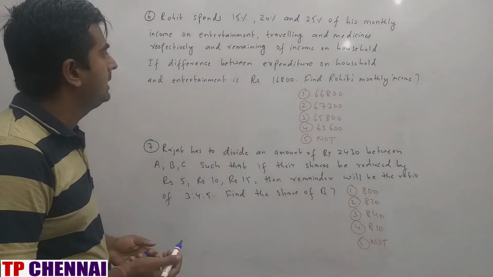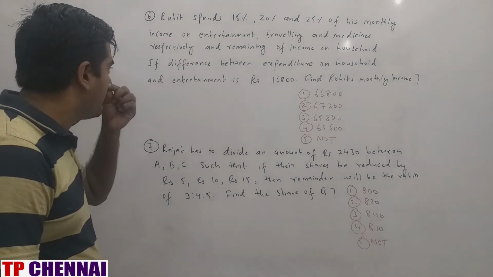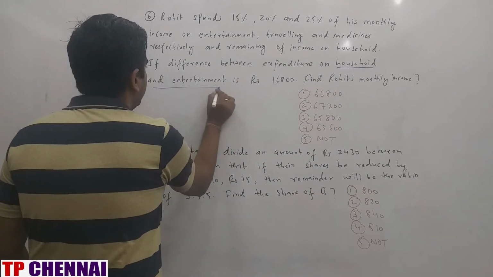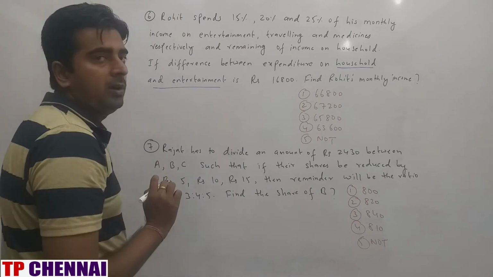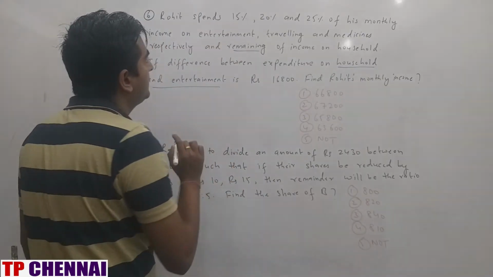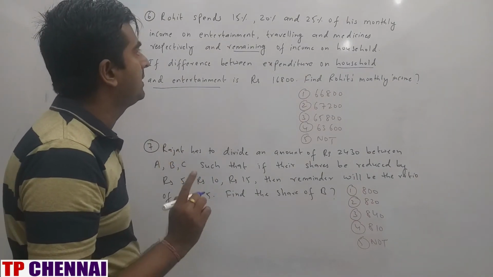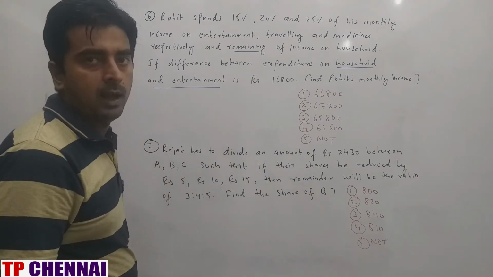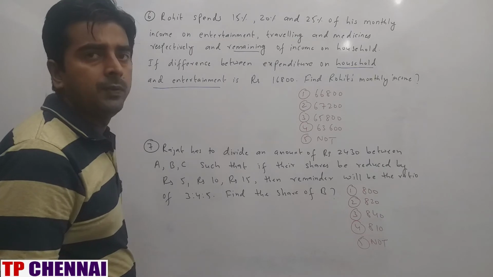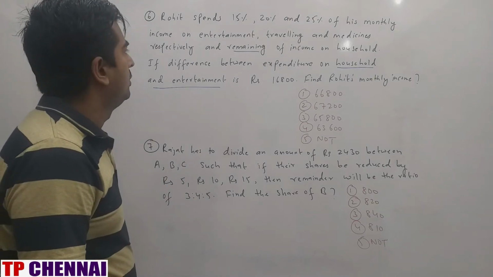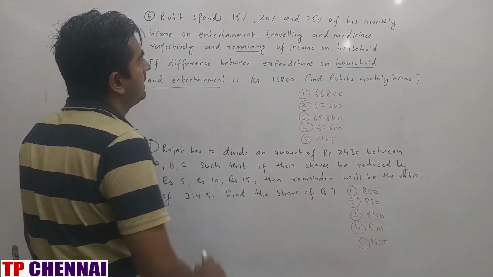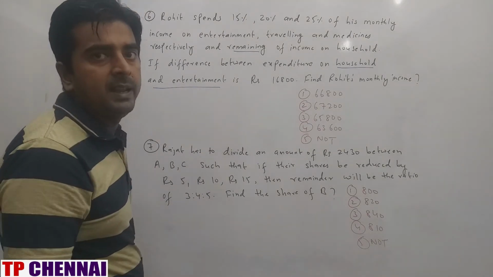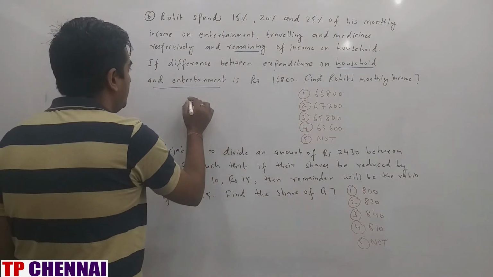So here what they have given you as the key point is the difference between the expenditure on household and entertainment. Household is nothing but the remaining part only. That means after spending 15%, 20%, 25% of his monthly income, the remaining he spent on household. So if his income is 100, he spent 15 plus 20, 35 plus 25, how much? 60%. The remaining is 40% on household.